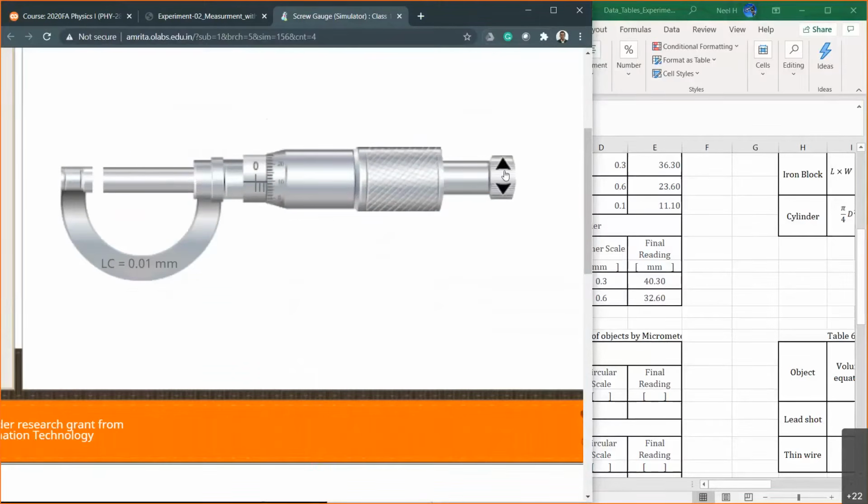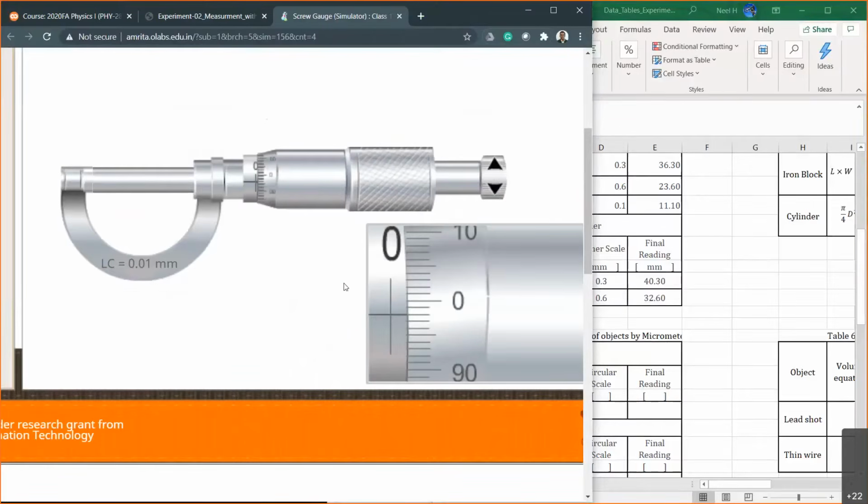So now I close this one fully. You're not going to see exactly what I say because they have a couple of versions. You might see slightly different, but you have to read what you see, okay? Now you can see zero is this, right? That is the main scale zero. And this is the line I was talking about earlier, the main horizontal line, this black horizontal line. Now, if there's no zero error, the zero of the circular scale should be here, right?